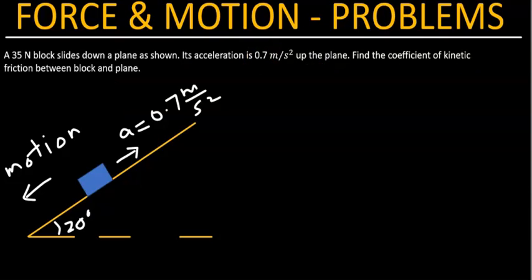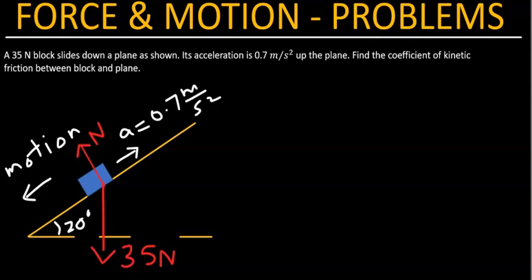Of course, step number 1 is to sketch the free body diagram that outlines all the forces acting on this block. So let's start with the simplest, the weight. Weight is always vertically downward, and the magnitude of the weight is given as 35 newtons. And then you have normal force that acts 90 degrees to the surface of the plane. So normal force acts from the plane to the block in the direction shown.